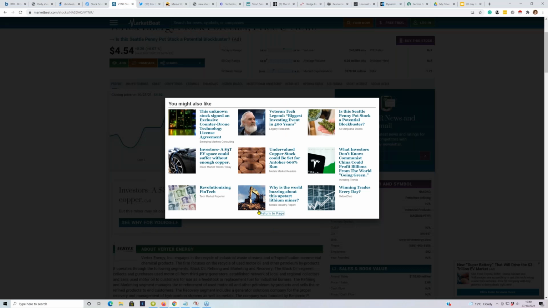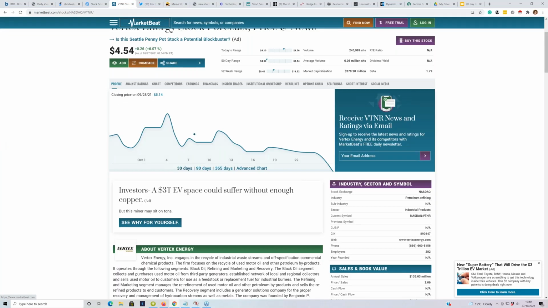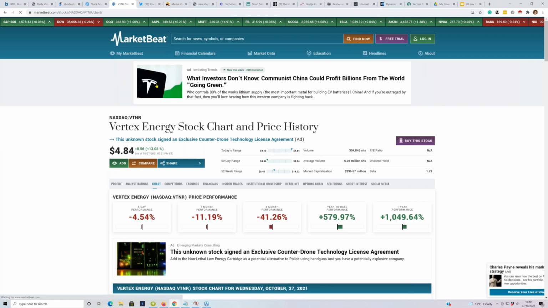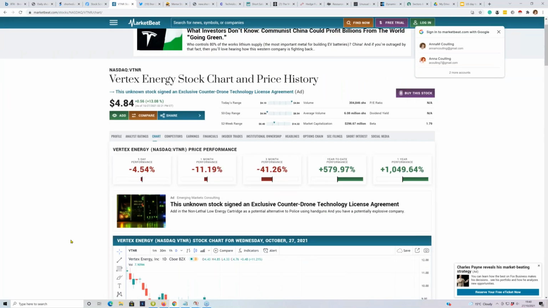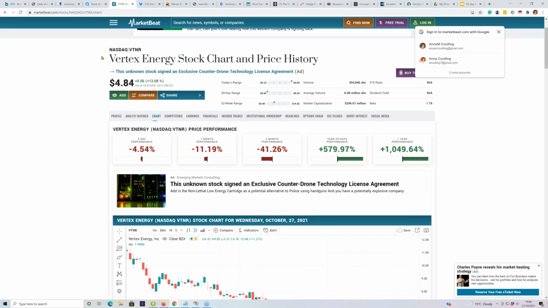Right, Vertex is another one that I picked up, and I'm also going to keep an eye on it. AMD was another one, but Vertex was, and this is an interesting one because this is Vertex Energy. We can see here, and this is MarketBeat, the energy sector has been very, very profitable. We can see here the 1-year performance is plus 1,000%. This is partly in response to rising oil prices.